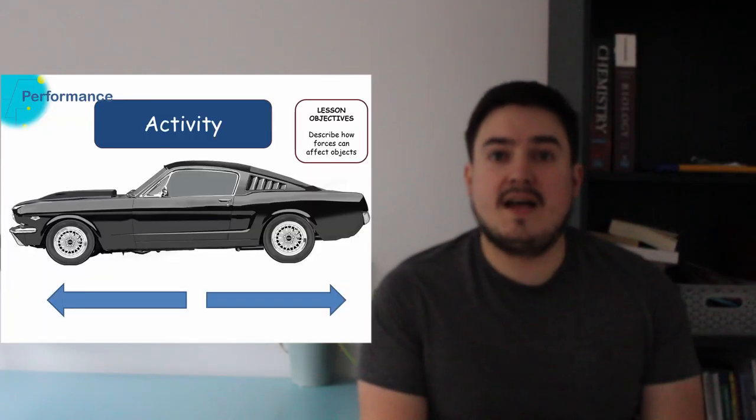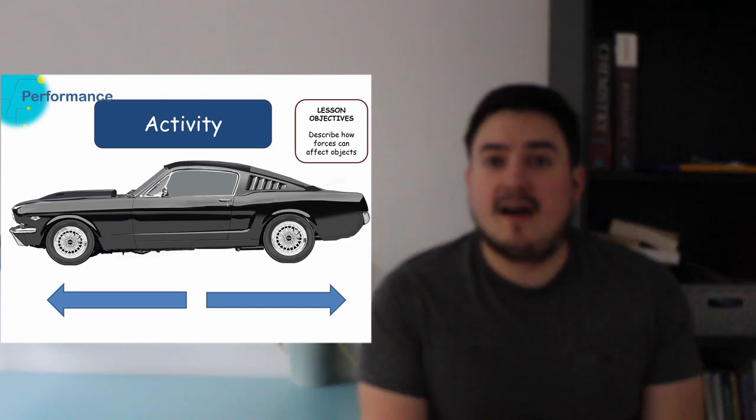Forces generally come in pairs. There will generally be one force in one direction and another force in another direction. And depending on whether they are balanced or unbalanced, you may speed up, slow down, or keep travelling at the same speed. On this car, the forces are balanced.